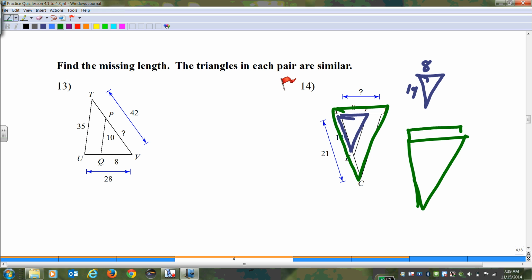This is our unknown. This is 21. And we're going to make a proportion. Now, it doesn't matter which direction we go, whether we go top, bottom, or bottom, top. What does matter is that we must be consistent. So I'm going to go top, bottom. So I'm going to go 8 over x equals 14 over 21.